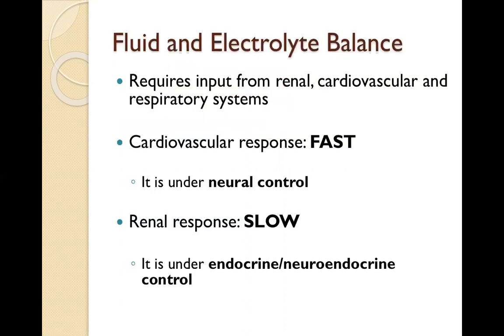So when we talk about fluid and electrolyte balance, it requires input, as I just mentioned, from the renal, cardiovascular, and respiratory systems. The cardiovascular response under normal circumstances is a fast response. And the reason why it's a fast response is because it is a neural control. It's controlled by the nervous system. The renal response, when we're talking about fluid and electrolytes, is a more slow response. And it's slow because it is under endocrine or neuroendocrine control.